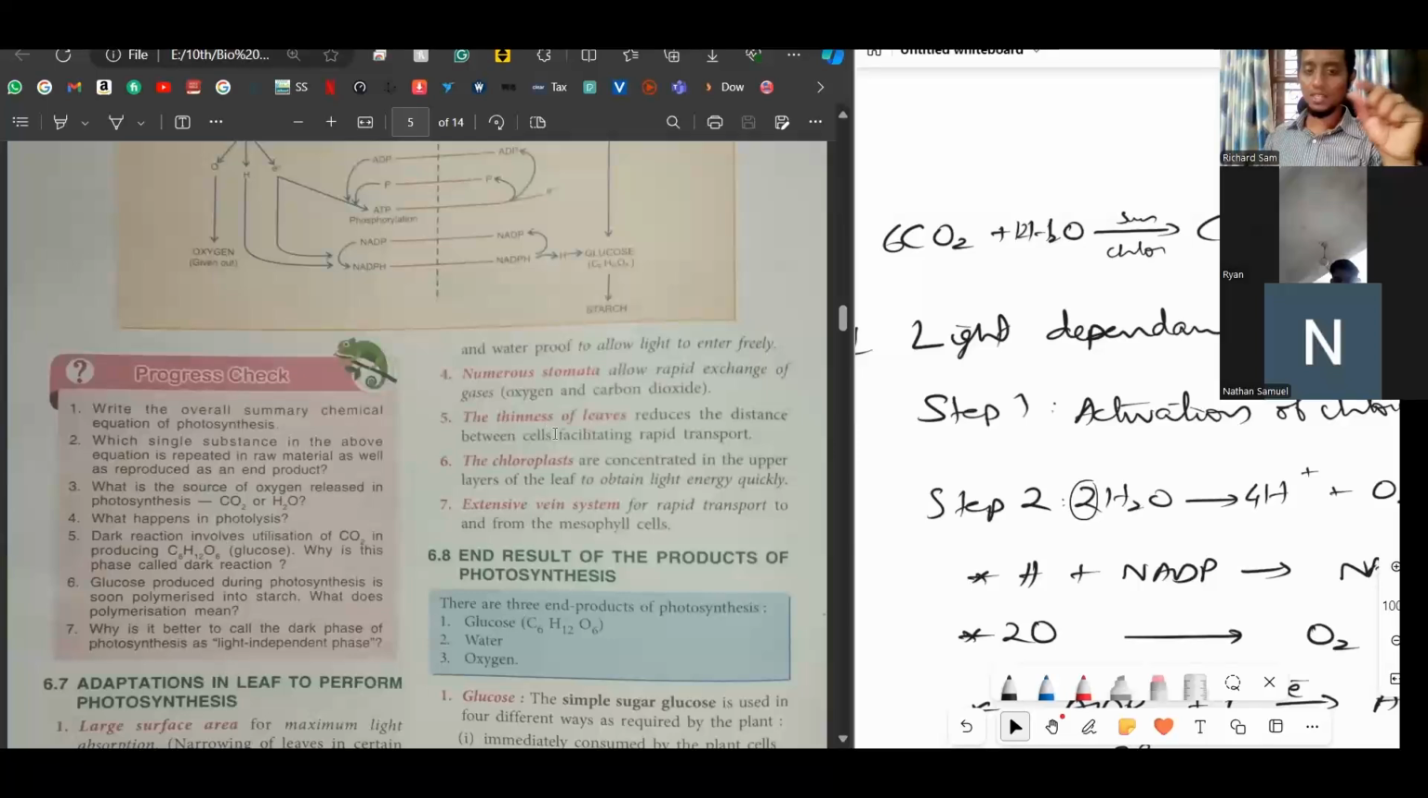Then leaves are thin. Thin means the light reaches every part of the leaf. If the leaf was thick, what will happen? The light will only reach the top parts.